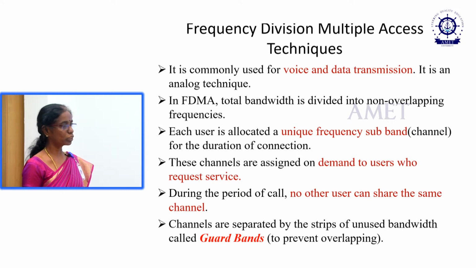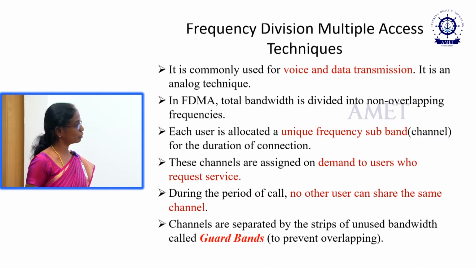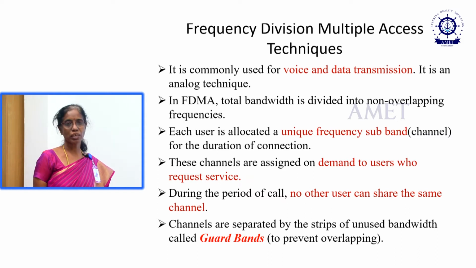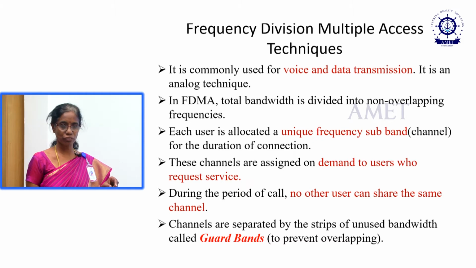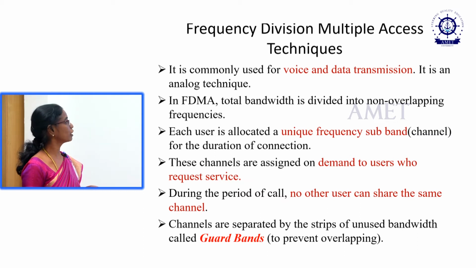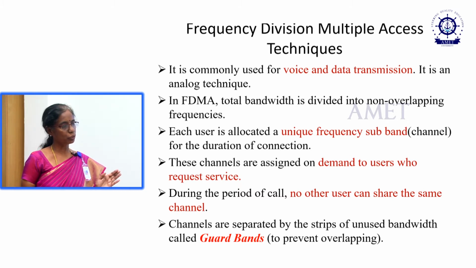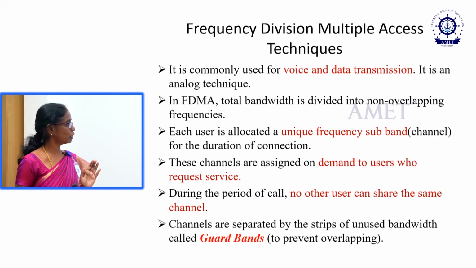it will always be present. In FDMA, the total bandwidth is divided into non-overlapping frequencies, as given in the previous slide. For each channel, a band of frequency will be given. In between each band of frequency, a guard band will be provided. So we will not have overlapping of frequency between the bands allotted for each channel. Each user is allocated a unique frequency, that means the frequency used will be unique for each channel.